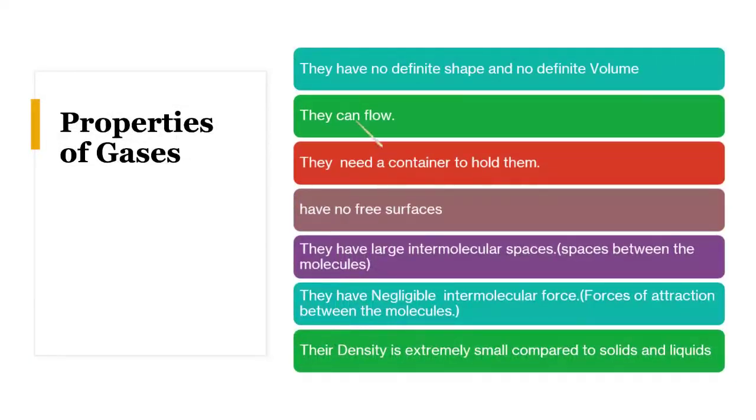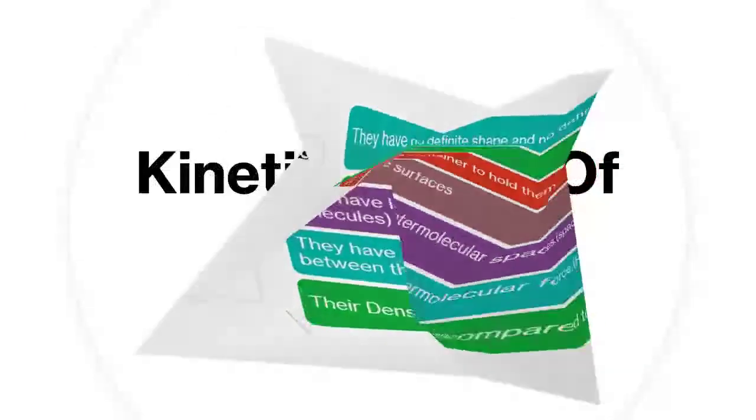Properties of gases: they have no definite shape and no definite volume. They can flow very easily. They need a container to hold them. They can fill up the entire container available to them. They have no free surfaces. They have large intermolecular spaces. They have negligible intermolecular force. The intermolecular force is very weak. Their density is extremely small compared to solids and liquids.